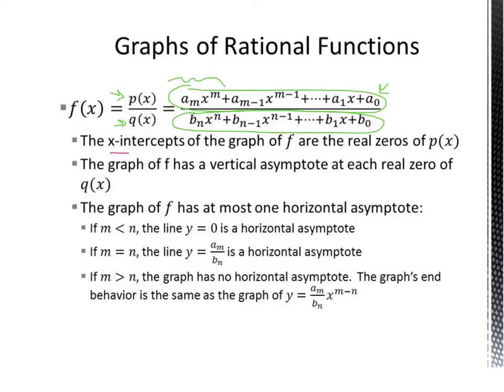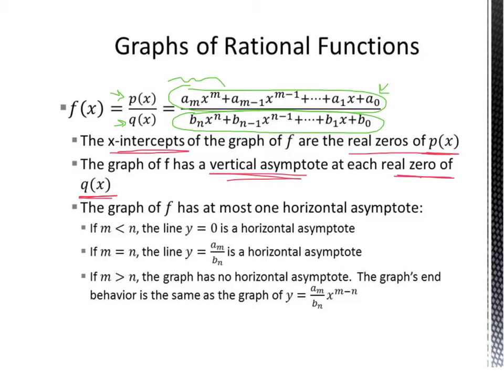The x-intercepts, if there are any, are going to be the real zeros of p of x, which is the top. Okay, so if this crosses the x-axis, and that would be when y is 0, then these are going to be the zeros of the top, because 0 divided by something is always 0. So the zeros of the top are going to give us the x-intercepts. The vertical asymptotes are the zeros of the bottom part. So that's when it's going to be undefined. Those are your vertical asymptotes.